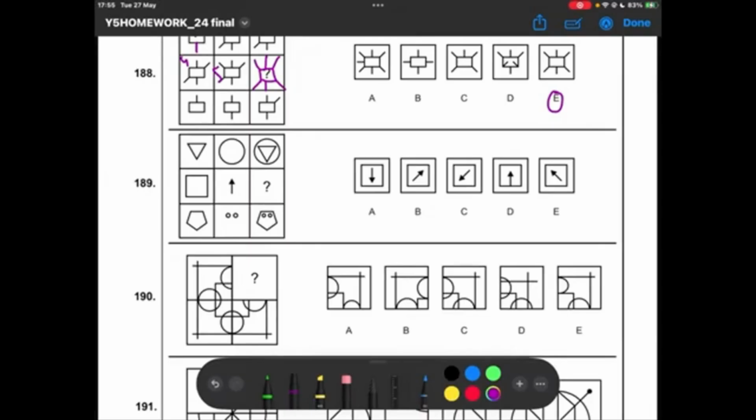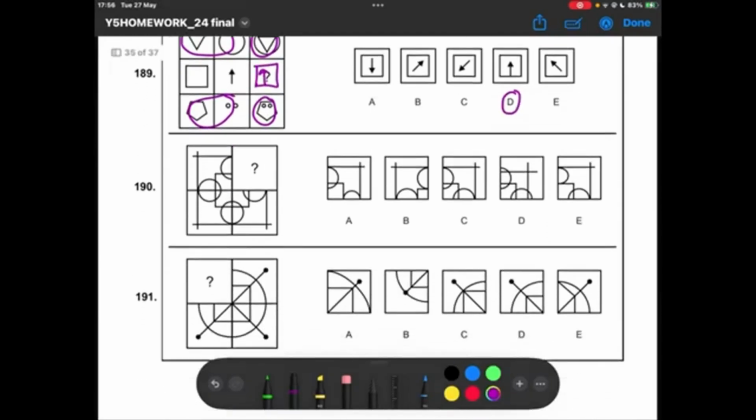So here these two shapes combine to make this shape. These two combine to make that one. So that means the square and the arrow combine to make one shape. So the answer will be D. Next question.